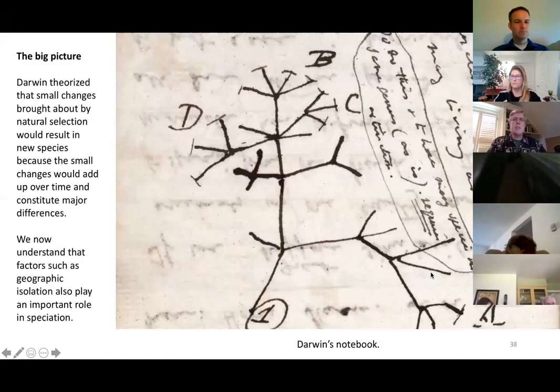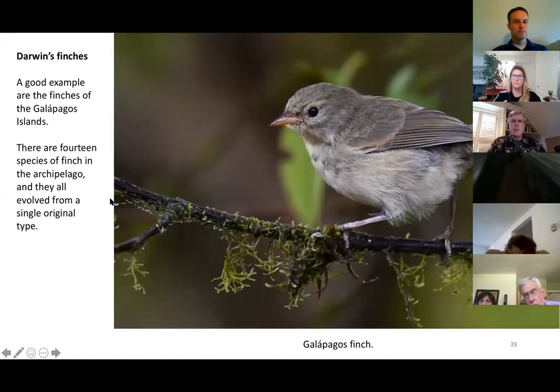The real question is, can natural selection and microevolution explain macroevolution? Can it explain all of the fantastic diversity of life we see on the planet today? Darwin thought so. He thought that small changes brought about by natural selection over time would accumulate and eventually result in new species. So let's talk about finches, and let's see just how that might work.